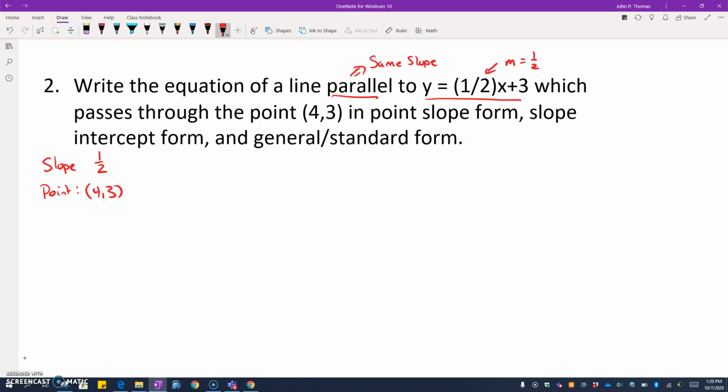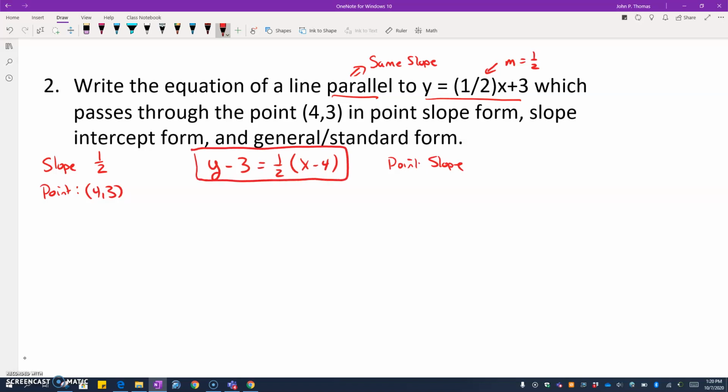Now, at this point, I've got the 2 pieces of information I need, so I'm going to start with point slope form. So y minus the y value, which is 3, equals m, the 1/2, times x minus the x value on the point. All right, so this is our point slope, which was one of the 3 answers they asked for in this.